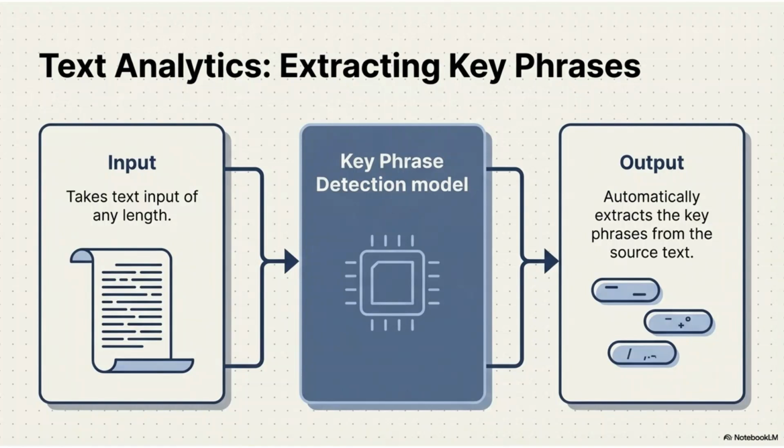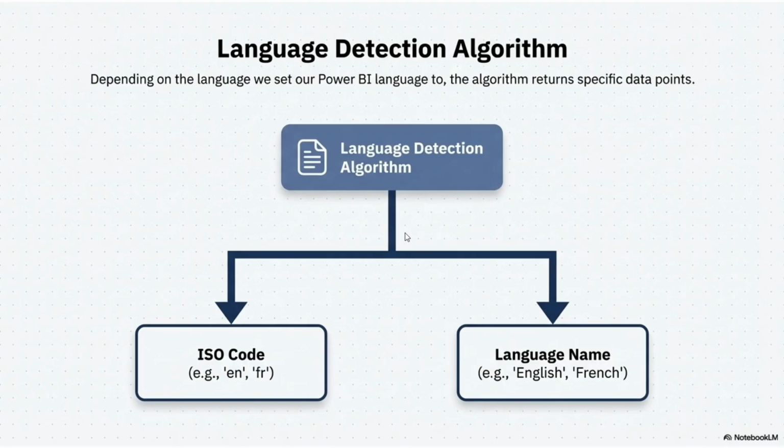Here's how it works. You input raw text like customer feedback, then the AI model processes it and extracts the most important phrases. For example, from a long review, it might extract slow delivery, great packaging, poor customer service. This helps you quickly understand what matters without reading everything manually. This is extremely powerful for large data sets.